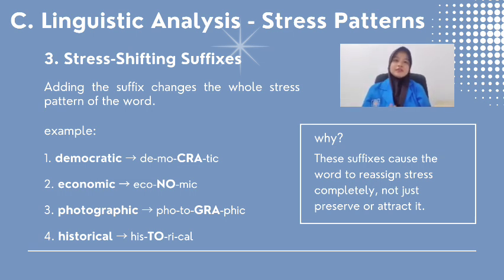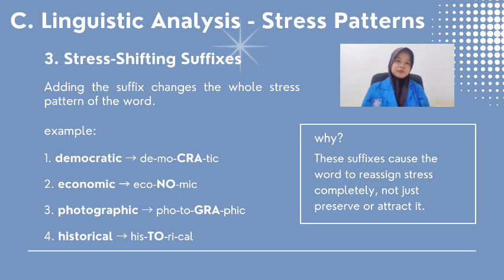Finally, we have stress-shifting suffixes. Adding these suffixes changes the whole stress pattern of the word. Let's look at the examples. Example number 1. Democratic. The stress falls on cra. Number 2. Economic. The stress is on no, economy.